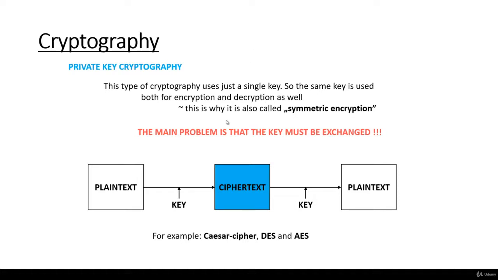By the way, in this course we are going to talk about private key approaches such as Caesar cipher, Vigenère cipher, DES and AES. These approaches are all symmetric encryption methods. In the next lecture we are going to talk about public key cryptography.